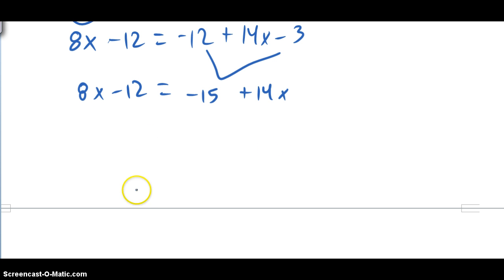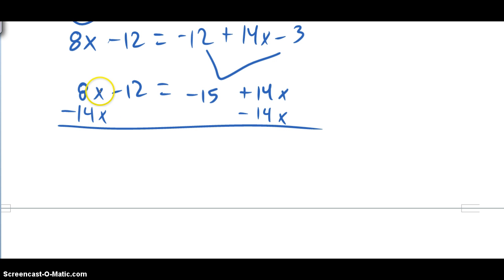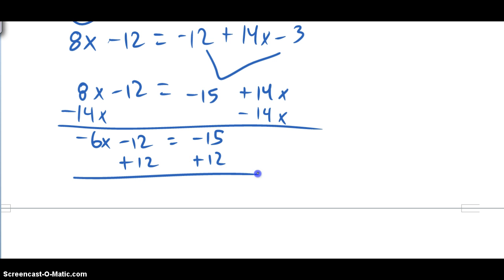I want to get x by itself on the left, so I'm going to get rid of plus 14x. I'm going to subtract 14x from both sides. 8x minus 14x is negative 6x. And then I want to get rid of minus 12, so I add 12 to both sides. I have negative 6x equals negative 3.